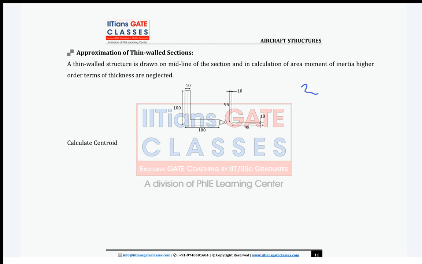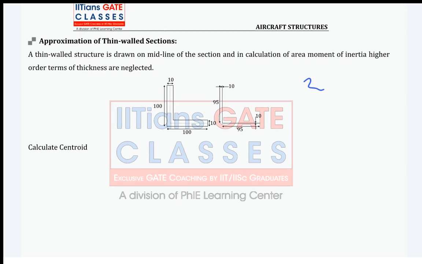Now, guys, there is another thing which you need to learn in thin walled structures: approximation of thin walled sections. Anybody know how the approximation is done? A thin walled structure is always drawn on the midline of the section, and in calculation of area moment of inertia, higher order terms of thickness are neglected. Clear? So this is the approximation of thin wall sections.